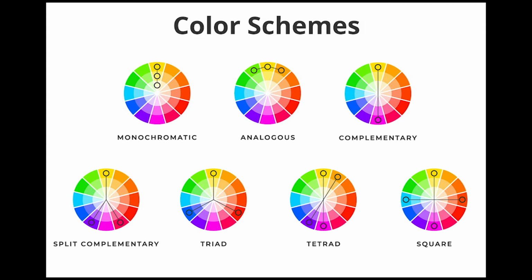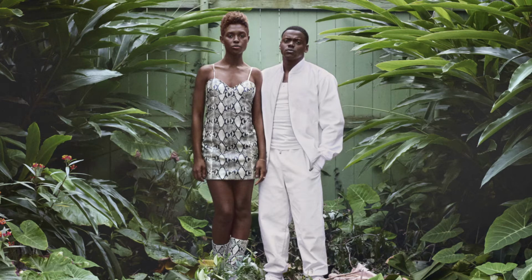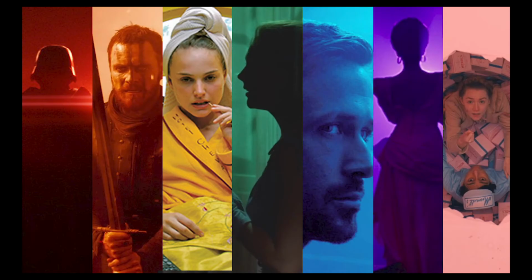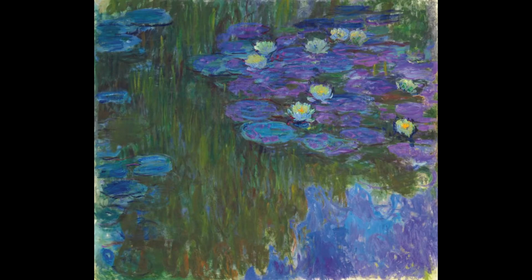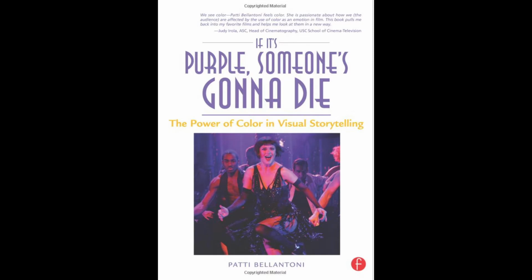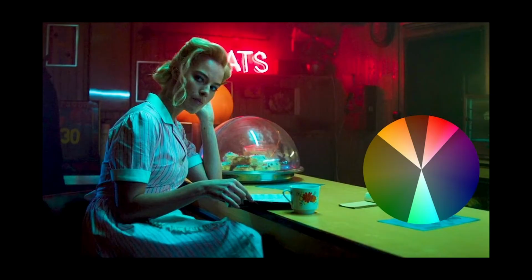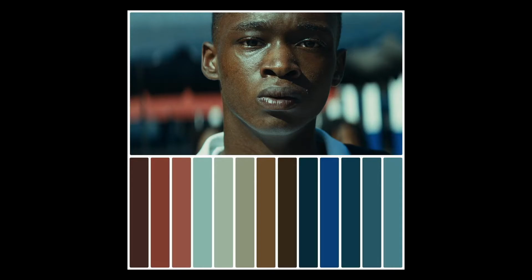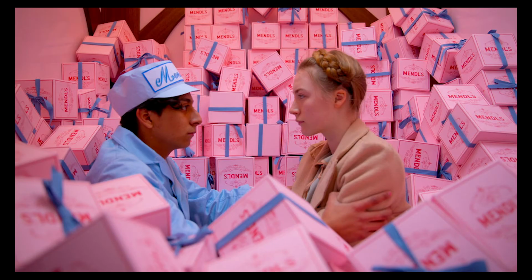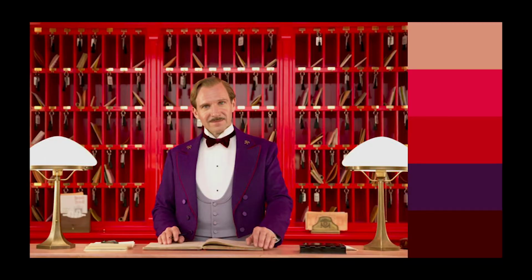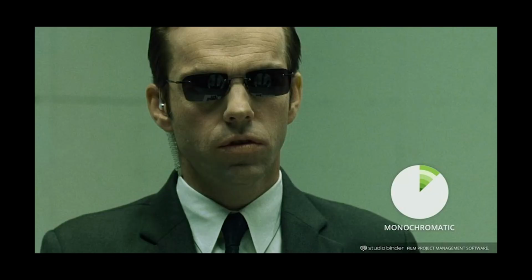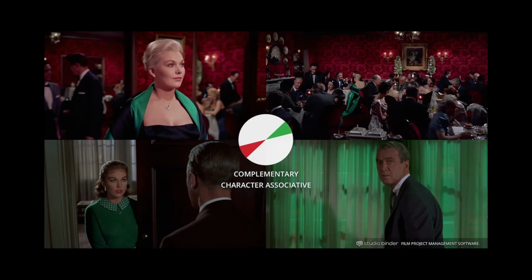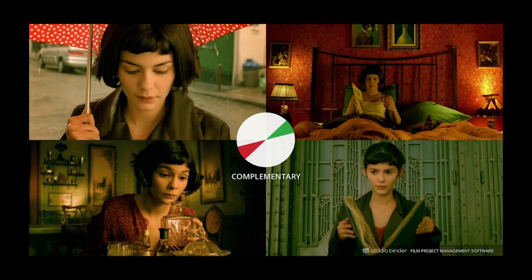And here are some examples of some other colour schemes if you want to look even further into this. There's a whole science of emotion behind colour and why we use colour in film, in photography, in art. I've just read the book If It's Purple, Someone's Gonna Die: The Power of Colour in Visual Storytelling by Patti Ballantoni. And she talks about in this book colour theory and the use of colour in film and how effective this is to create different emotions and make the audience feel certain things and tell the story more effectively through the use of colour. Because we have all these different associations with different colours. The book is really well written.